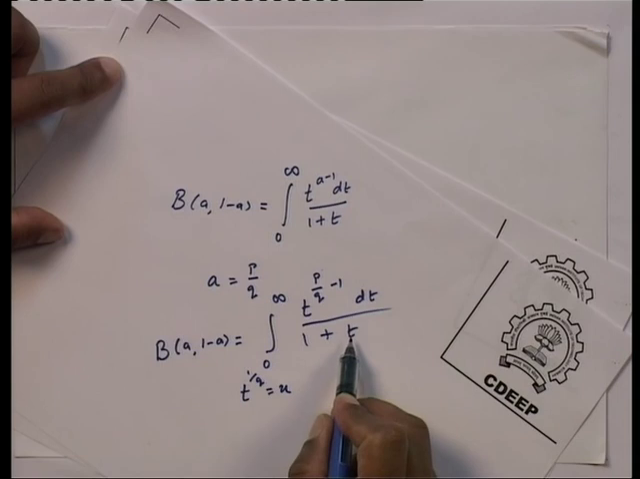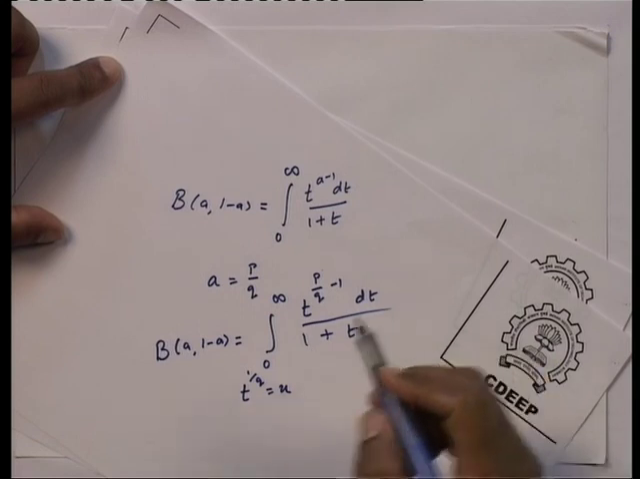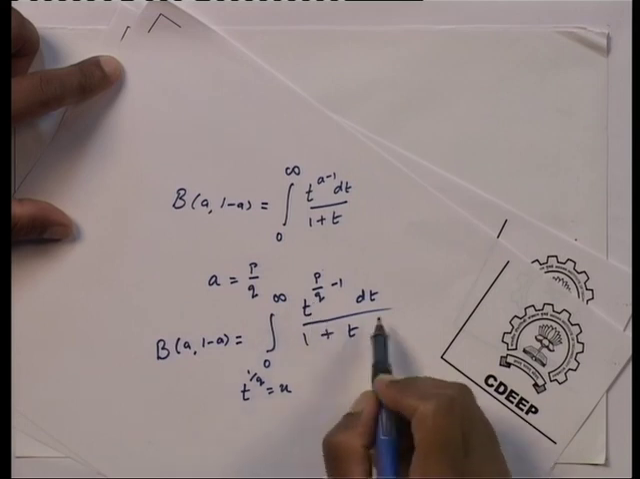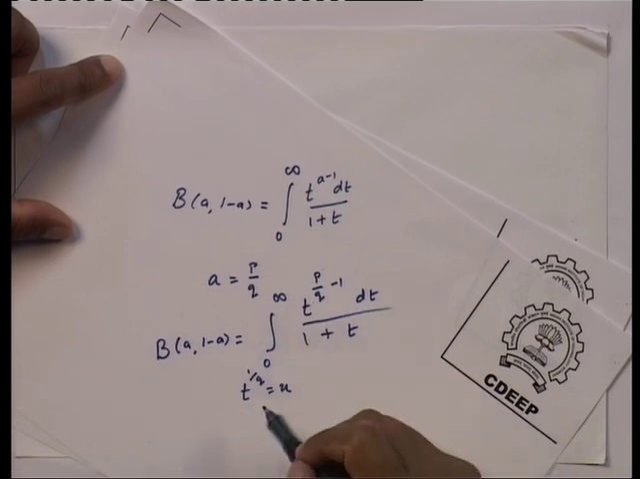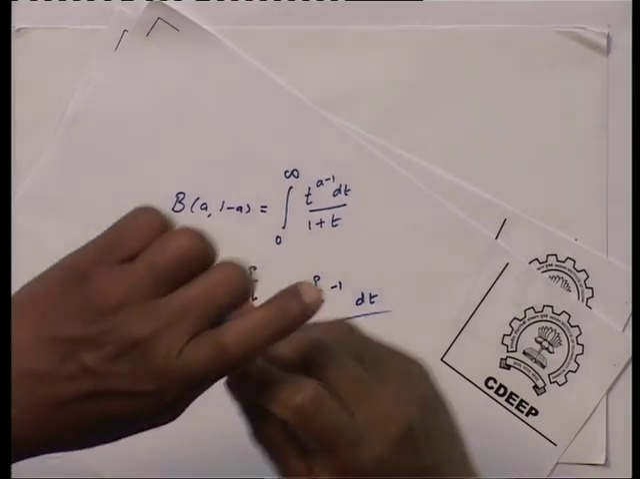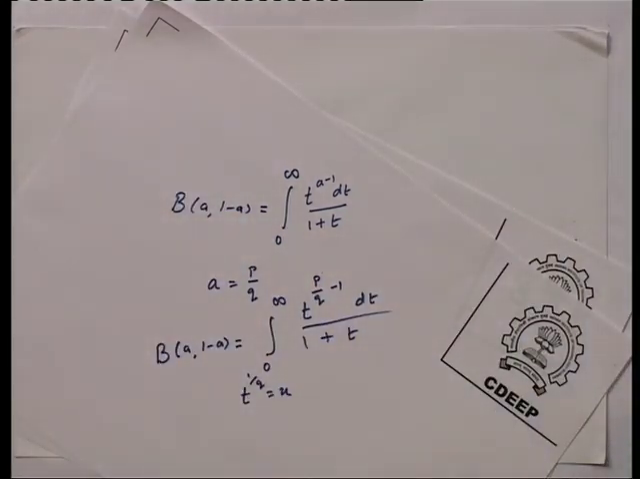You will get t equal to u to the power q, and the numerator becomes u raised to the power p minus q, and dt will also be written in terms of an integer power of u, correct? So what happens totally? It is an integral from 0 to infinity of an integer power of t, divided by 1 plus an integer power of t.